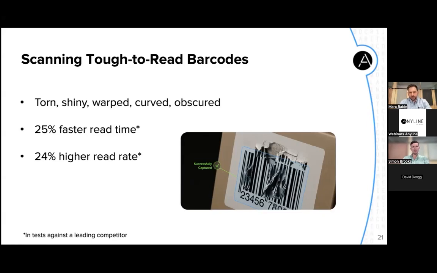And as you see in tests we did against the leading competitor, we found that on all of these different difficult to read barcodes, we have a 25% faster read time and a 25% higher overall read rate as well. So that's something that we know is important to our customers. We have a customer that is a major postal distribution customer in Europe, and this was one of the highest criteria they came to us with, and we were able to deliver the product that enabled them to achieve the goals that they wanted.